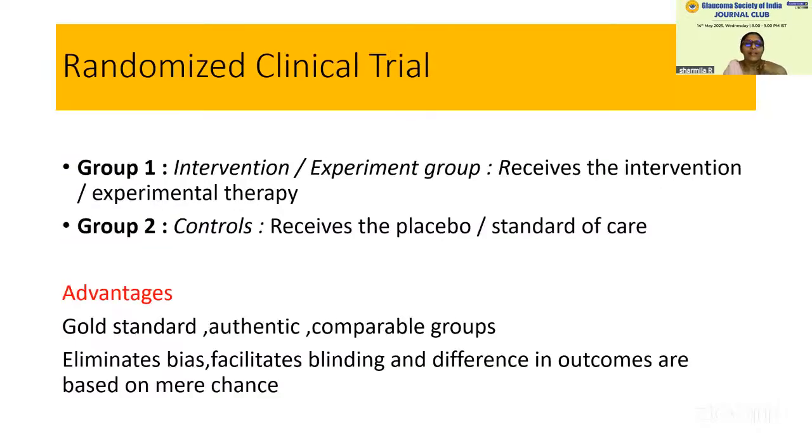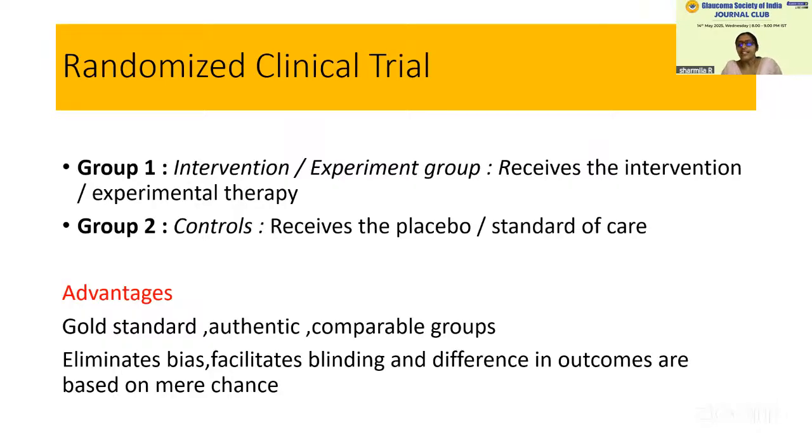So if you look at this term RCT, you have a group of patients who are randomly selected from a particular population, and they are randomly assigned to either an intervention group or a control group, wherein the intervention group receives the intervention or the experimental drug or treatment that you're going to test, and the control group may just receive a placebo or just the standard of care.